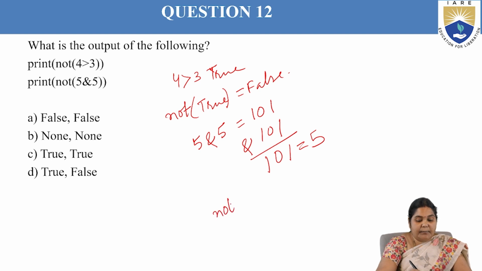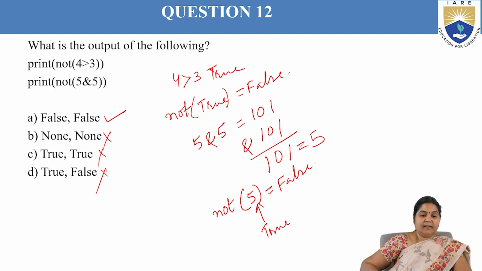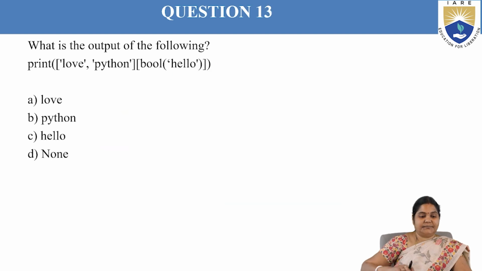And you are applying the not gate to 5. So 5 is a true value, and its negation is false. So for both cases, you are going to get the output false and false. So the remaining answers are not valid. The first answer is correct, that is false and false. Let us go for the next question.